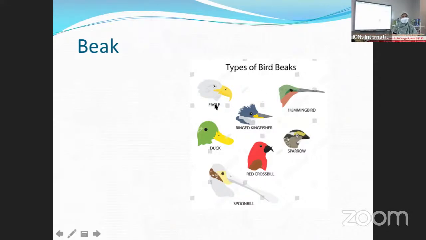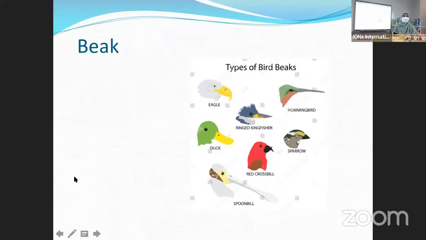How about the eagle? Yes, the eagle has a beak as well. This is very sharp. And the other one is the red crossbill. This one is very short. And this one is very long. And the spoonbill is the longest one. And the other one is the ringed kingfisher. So this bird catches fish from the ocean using its beak. So the bird is flying, and if it sees a fish from above, it directly uses its beak to take the fish for food.